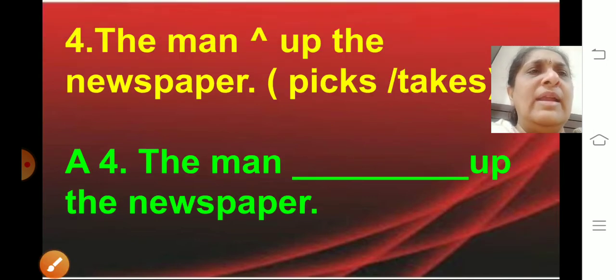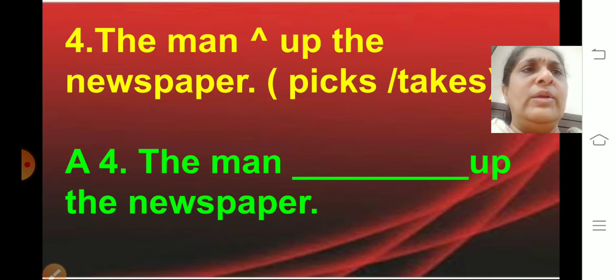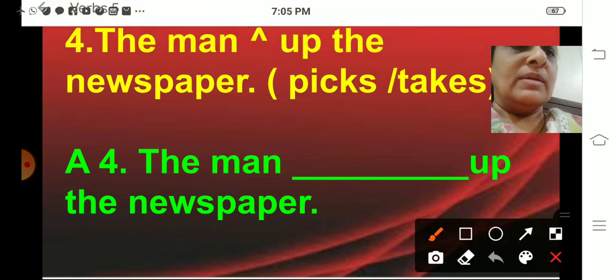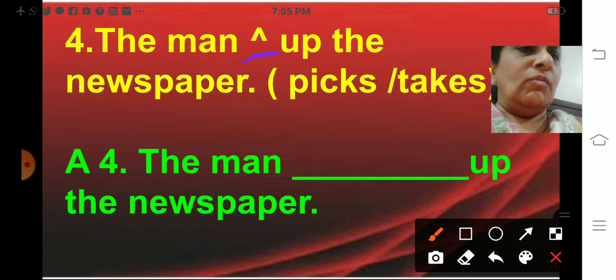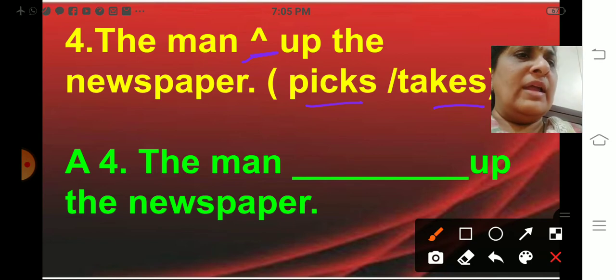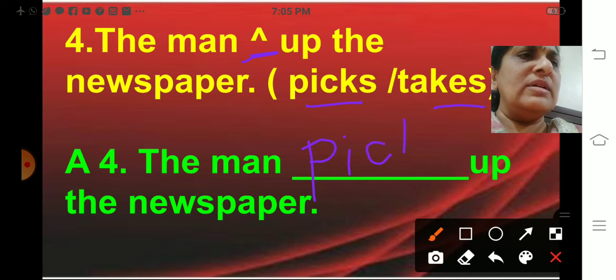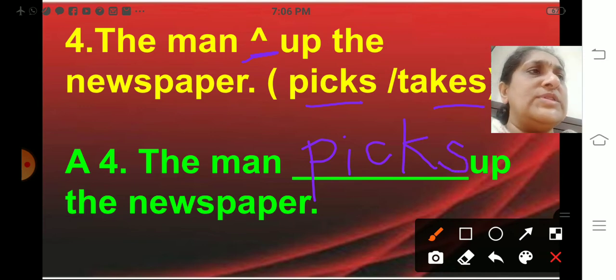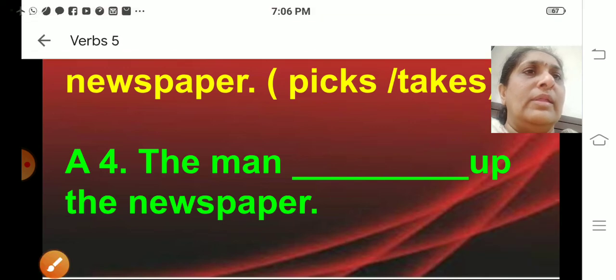The man dash up the newspaper. So instead of this mark, what will you write? Picks or takes? Yes, the man picks. Very good. The correct verb is picks. The man picks up the newspaper. Next.